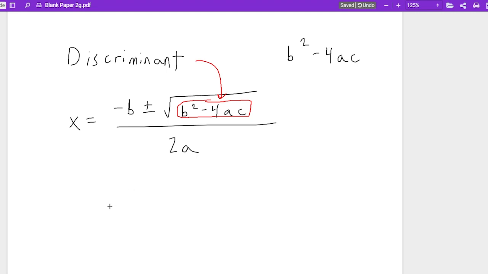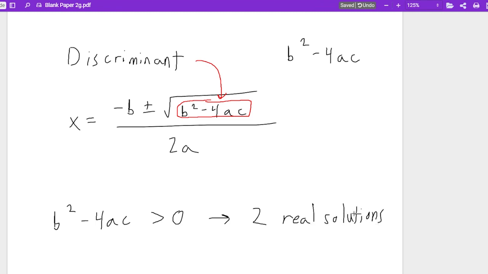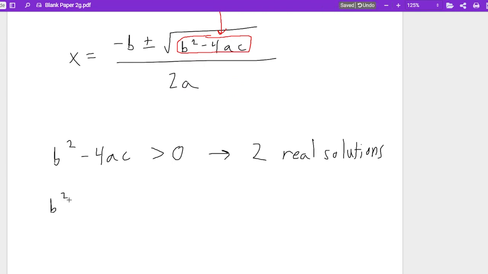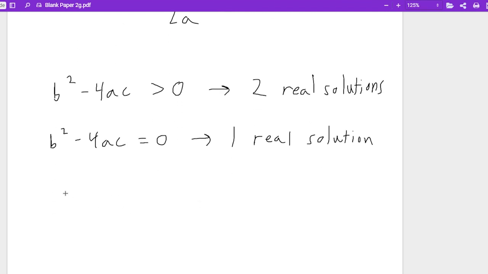And we're going to get 3 potential answers from this. We're either going to say b squared minus 4ac is greater than 0. In other words, it's positive. If that's the case, you're going to have 2 real solutions. If b squared minus 4ac equals 0, then we're going to have 1 real solution. And then if we have b squared minus 4ac is less than 0, in other words it's negative, this is when we get 2 imaginary solutions.